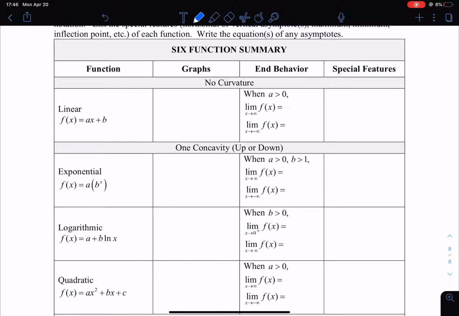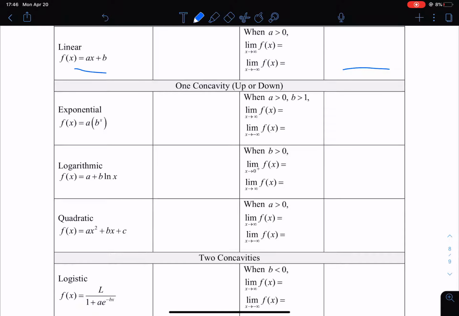Special features are like, for example, this one has no concavity. And how many concavities? It has only one concavity. And what about the... let me see. Actually, you can just check the textbook to fill them in.